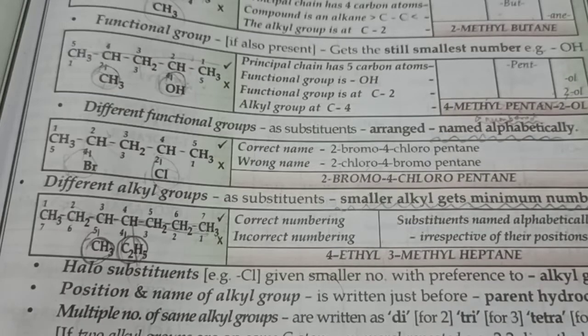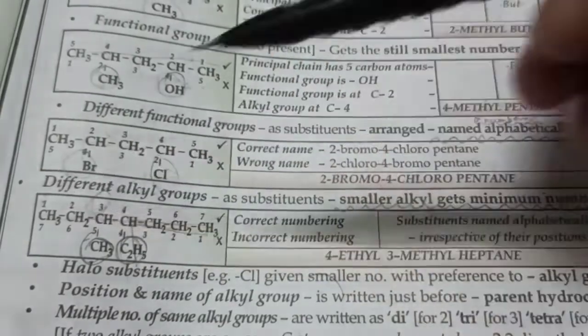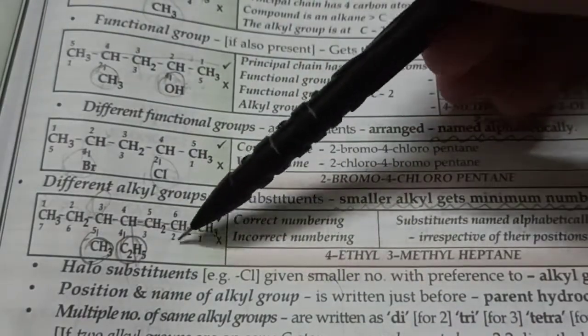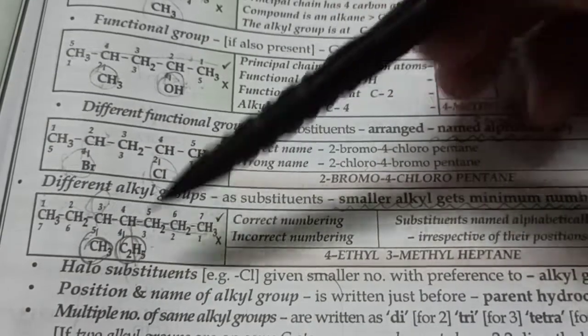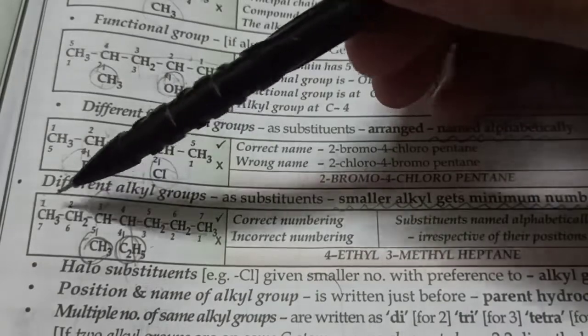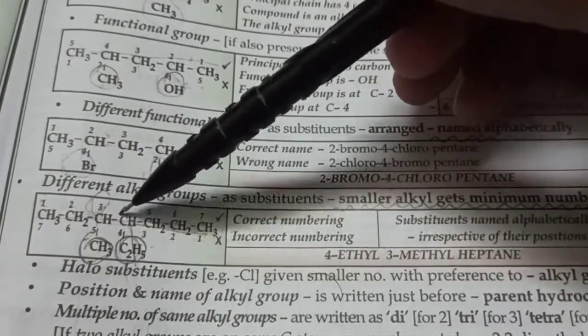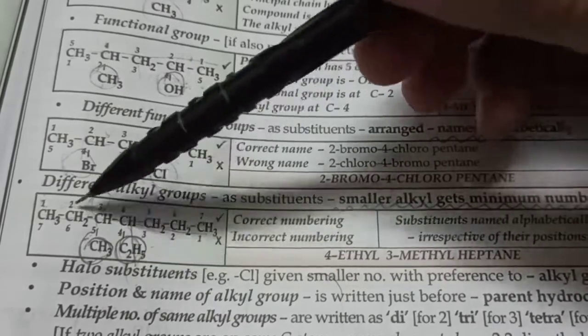So methyl should get the smaller number. So let's start from the left hand side. 1, 2, 3. If you start from the right hand side, 1, 2, 3, 4, 5, then methyl is getting a bigger number than ethyl. But the rule says smaller alkyl gets minimum number. So start from left hand side numbering. 1, 2, 3. So it will be 3 methyl and 4 ethyl. 3 methyl, 4 ethyl heptane.